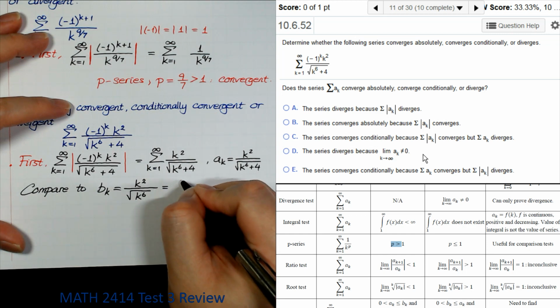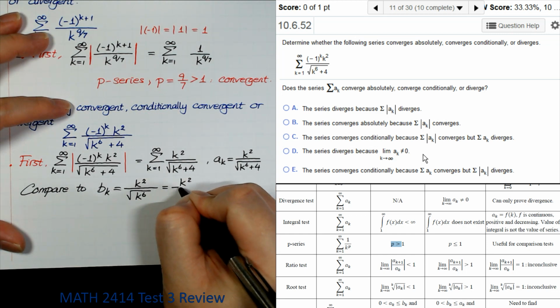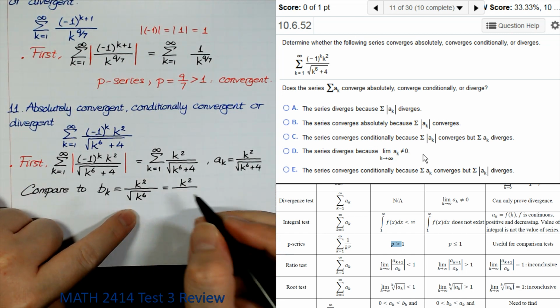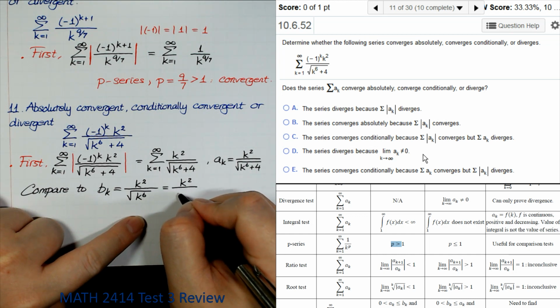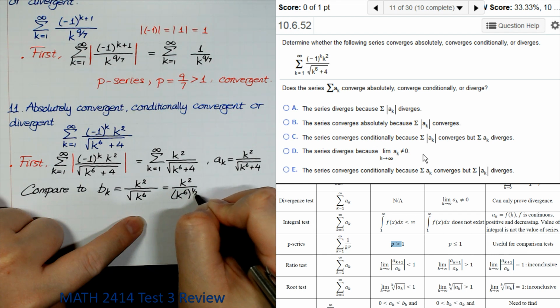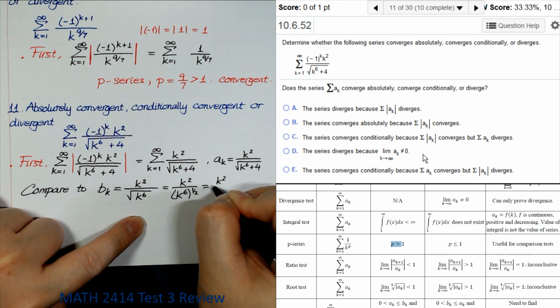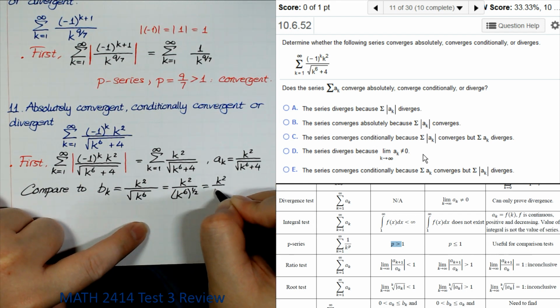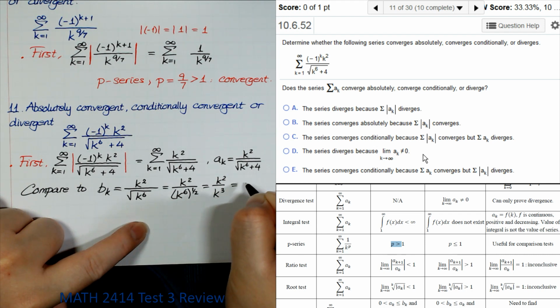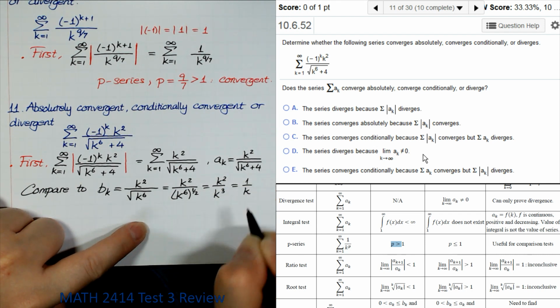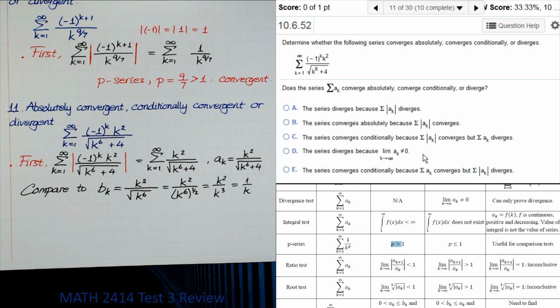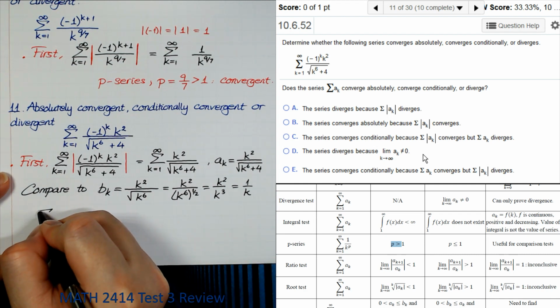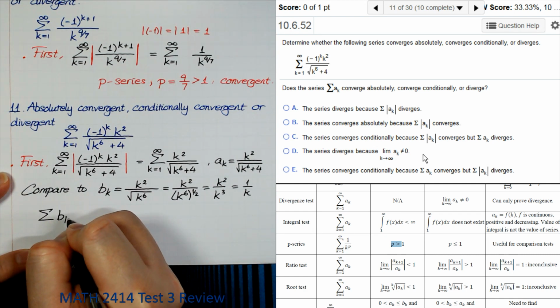Right. k times the square root of k to the 6. We can say k to the 6 to the 1/2, which is k squared over 6 and 1/2 is cubed. Reduced, it is 1 over k. So, what is the series b sub k? B sub k.